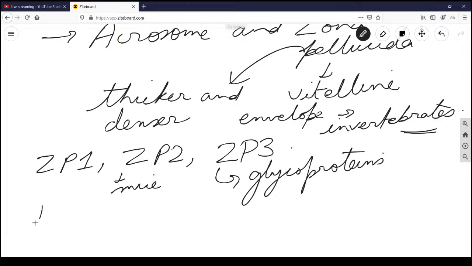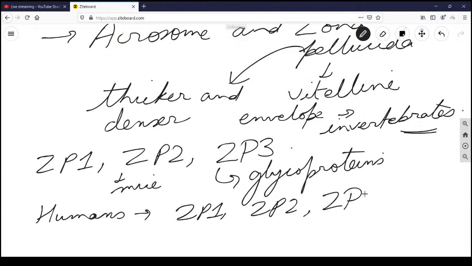Humans have ZP1, ZP2, ZP3 and ZP4 as well. So the binding of sperm to the zona pellucida is relatively, but not absolutely, species specific. And one specific species may use multiple mechanisms to achieve this binding.